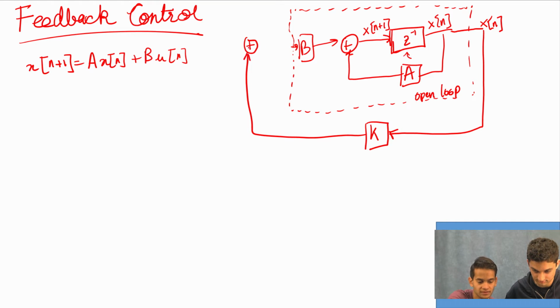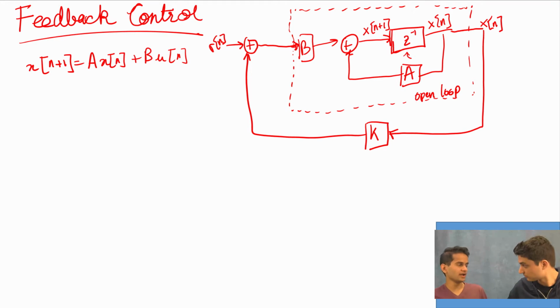So you add in another u of n, or let's call this r of n, and we put it back into our open loop model. Although we drew in an r of n, a lot of times in this class r of n will just be 0. And we'll be talking about how we can manipulate this K matrix to do what we want it to do.